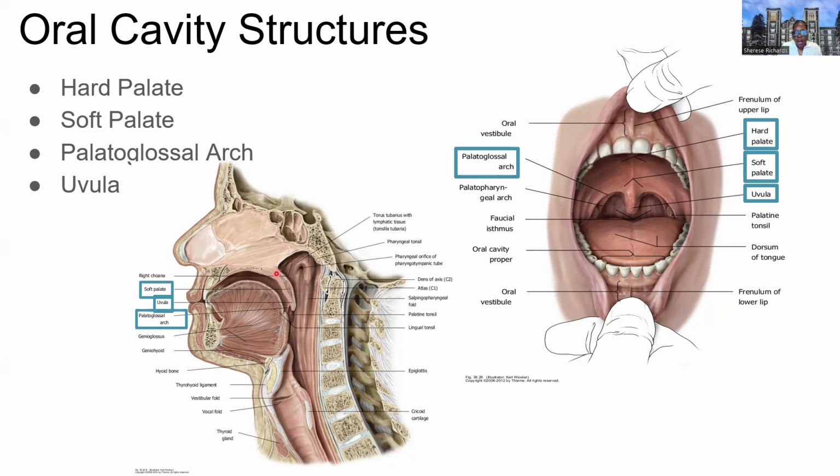And so the soft palate is a bit more mobile. It's connected to the uvula, which can change its location, as we speak and chew.